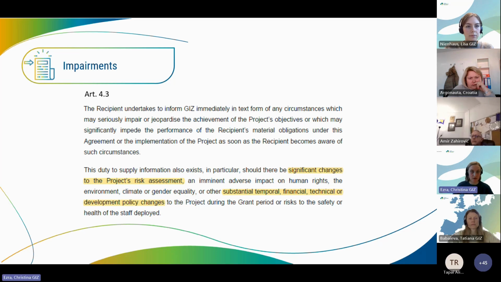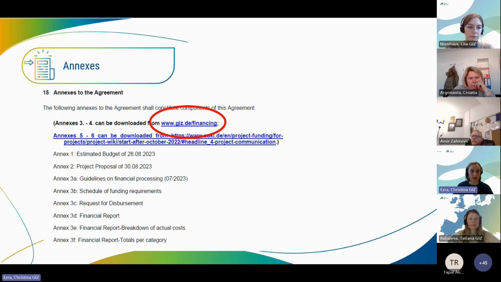And as a last point, I would like to mention the annexes. So at the very end of your contract, all the annexes are listed, and please be aware that they are substantial components of your grant agreement. So beside the budget and the proposal that you have on hand anyway, you should really make yourself familiar with these documents if you didn't properly check them yet. And you find all the annexes through this link here.